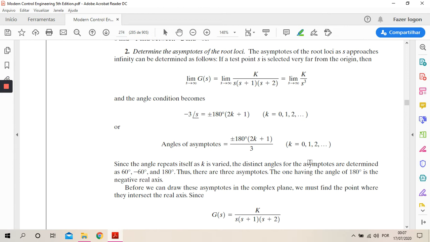And the angle condition becomes, okay, as we are using a very big number for s, let's understand this expression here before moving on. As s approaches infinity, you can neglect this 1 here and you can neglect this 2 here. And then the expression is going to be reduced to this.